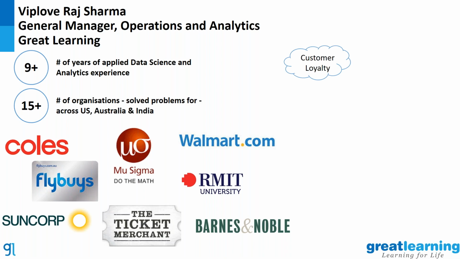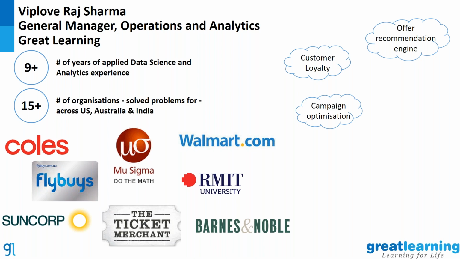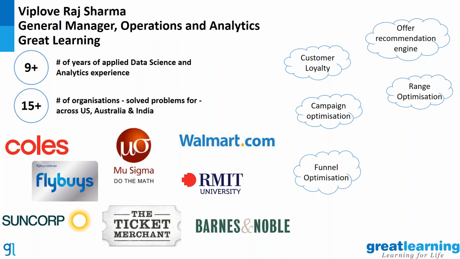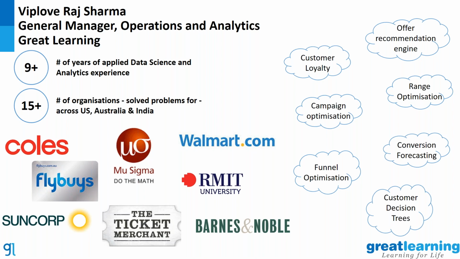Some of the problems that I've worked on are around customer loyalty, offer recommendation engines, which are around personalization, campaign optimization, around range optimization, what kind of products to put in the store to maximize traffic, funnel optimization. This is all around digital marketing. Conversion forecasting, what drives conversion, how to improve conversion from lead to customer. Customer decision trees, how do customers go about making decisions when buying something online. That's some of the problems for you.